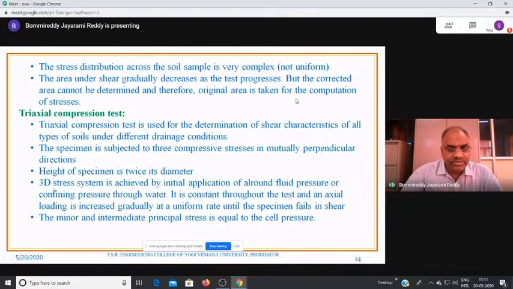In the case of the axial direction, we apply normal stress. The axial direction means the force along the length of the specimen. The stress along the specimen is called the axial stress, which is vertical. In the other two lateral directions, the stresses are called the minor and intermediate principal stress, which we normally call the cell pressure.